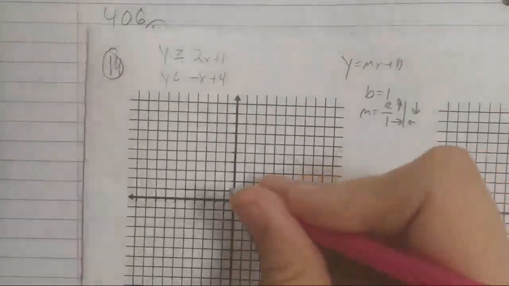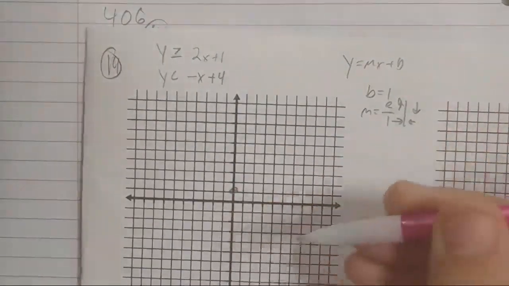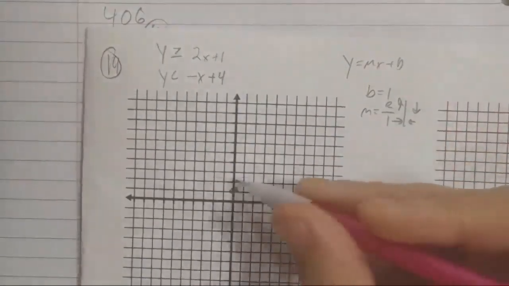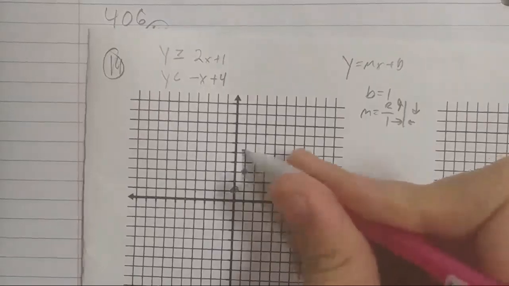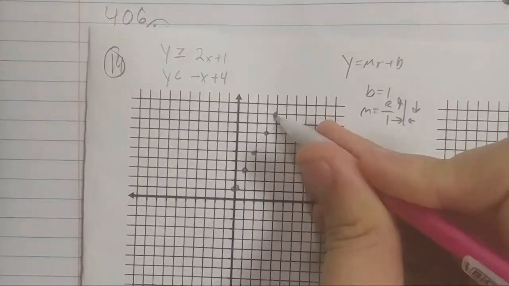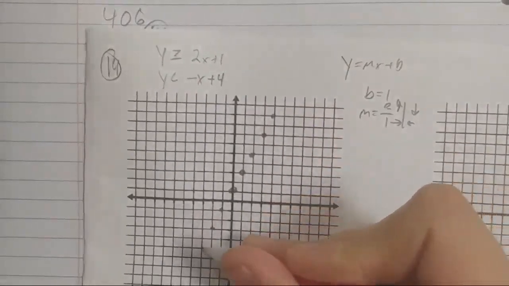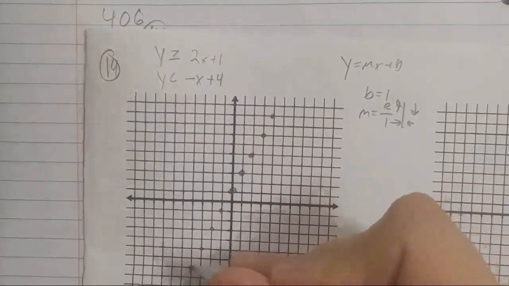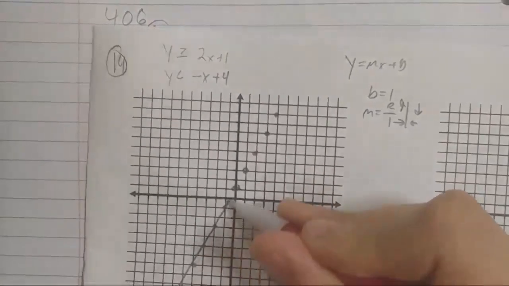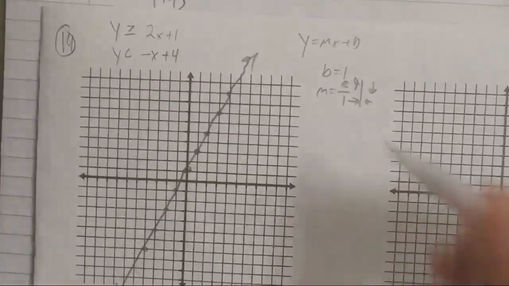So b equals 1. I start here, not here, please, not on the x-axis. Please start on the correct axis, which is the y-axis at 1, up 2, right 1, up 2, right 1, up 2, right 1, and then down 2, left 1, down 2, left 1, down 2, left 1. And then we're going to make a nice straight line. A nice line that's maybe straight.